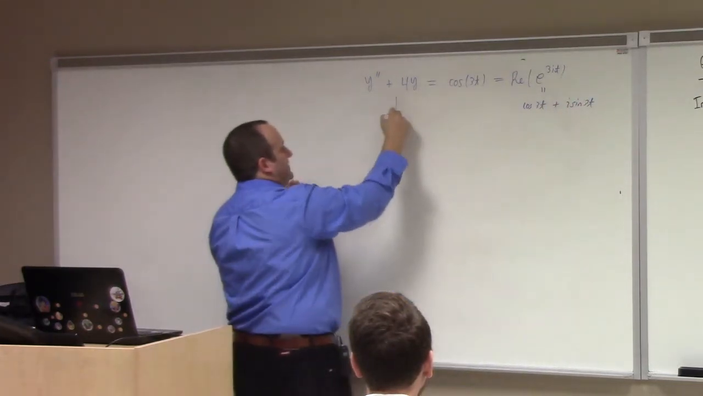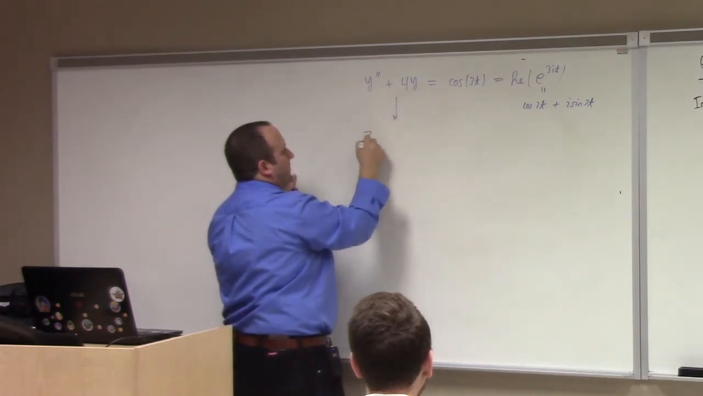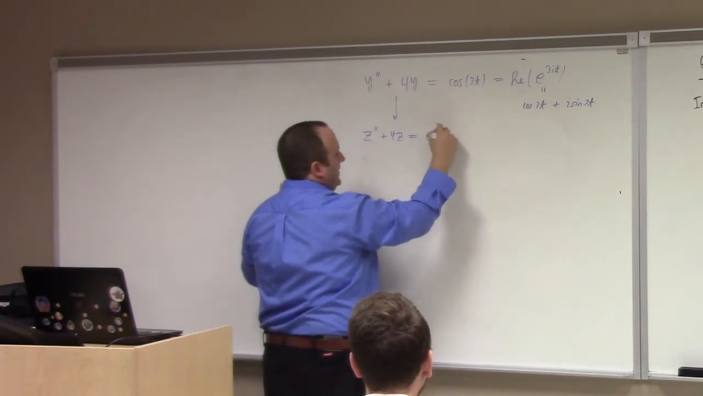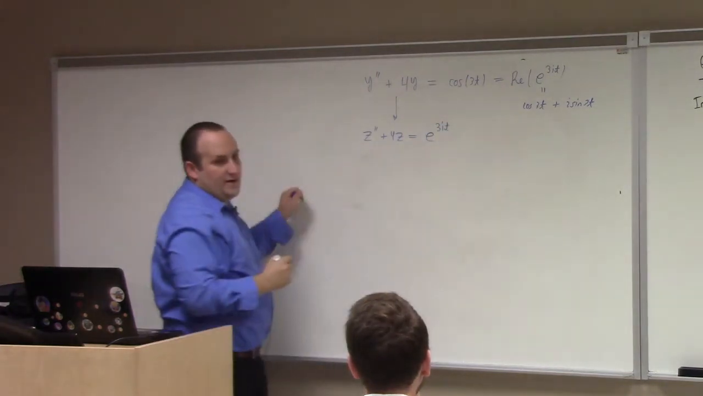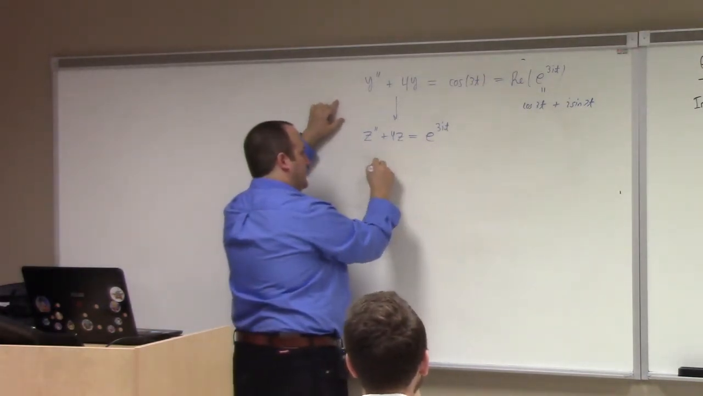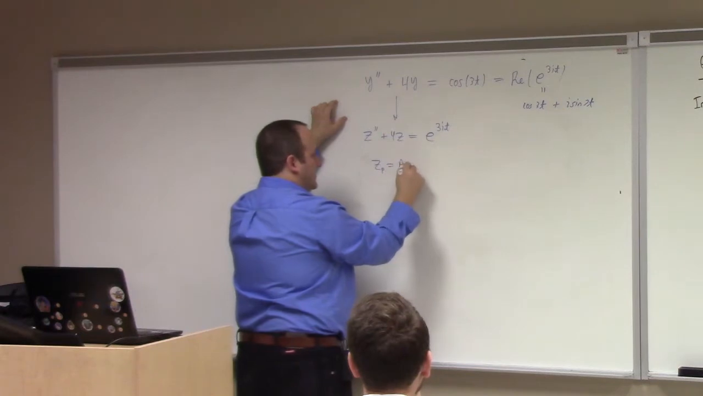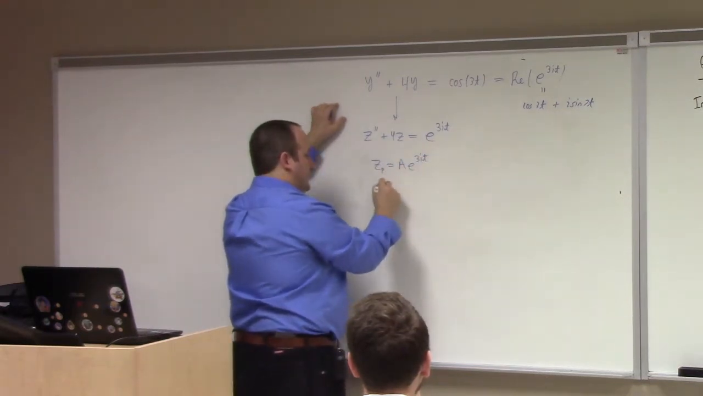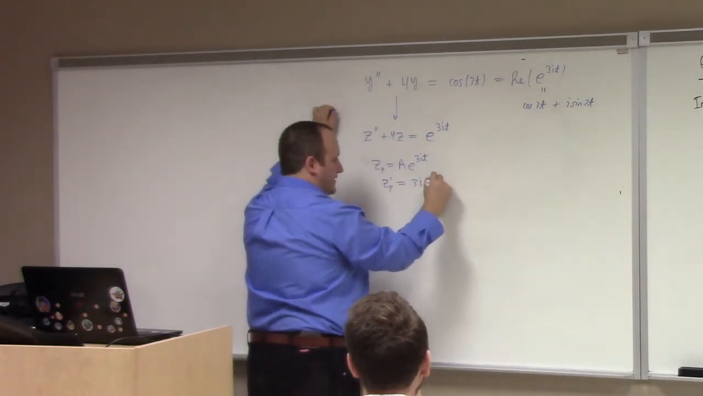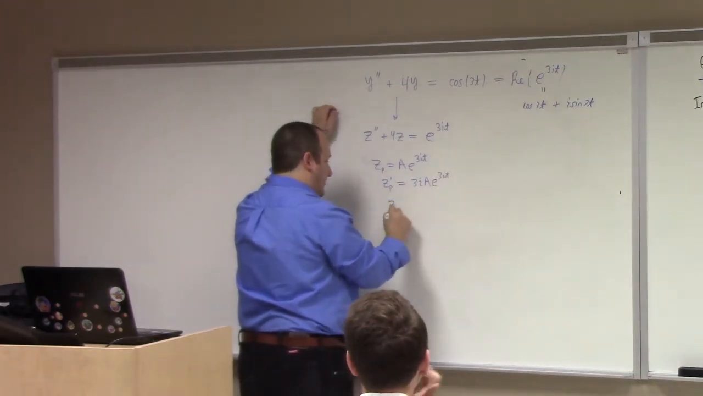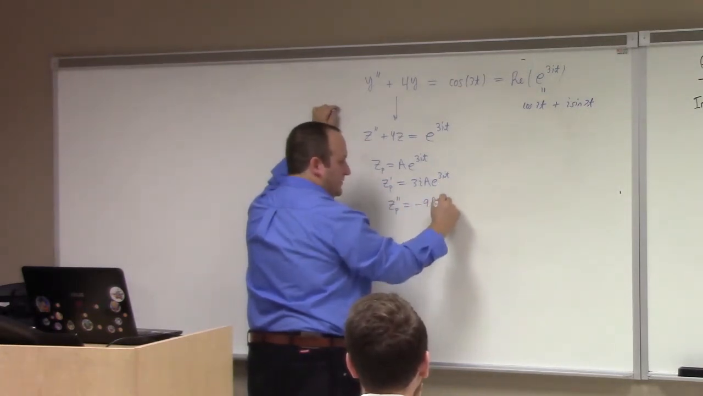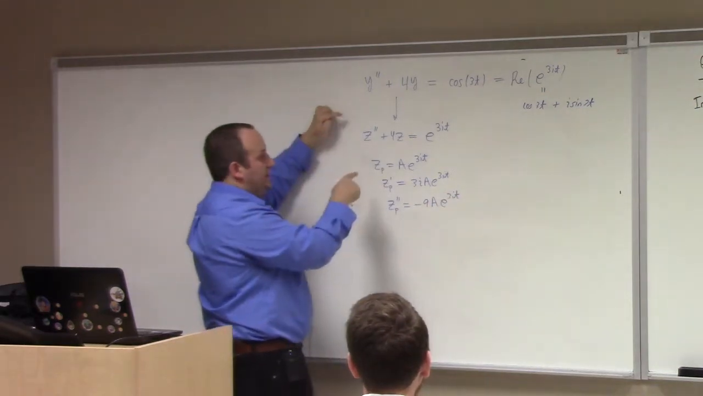So I complexify the problem. I basically say, okay, so z prime prime plus 4z equals e to the 3it should tell me something about my original problem. This is easy to solve because I just say zp is a e to the 3it, which tells me that zp prime is 3ia e to the 3it, and zp prime prime is minus 9a e to the 3it. Plug it in.